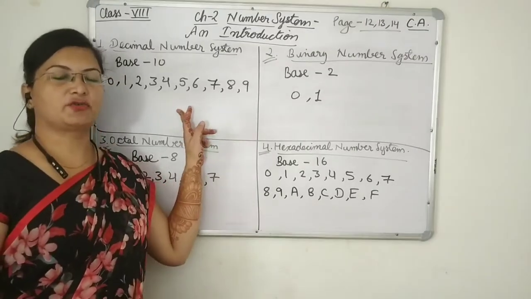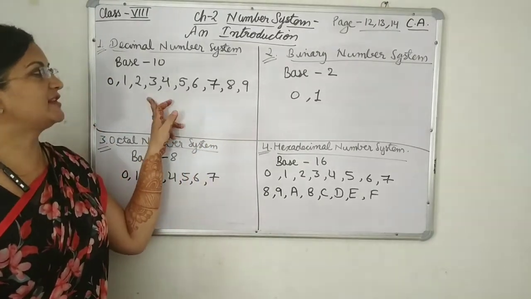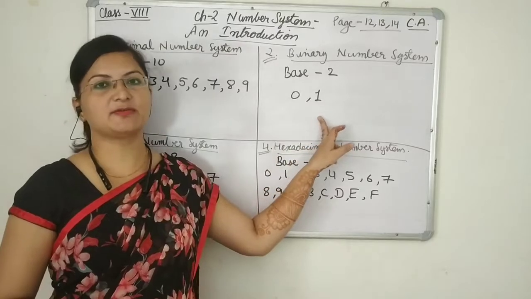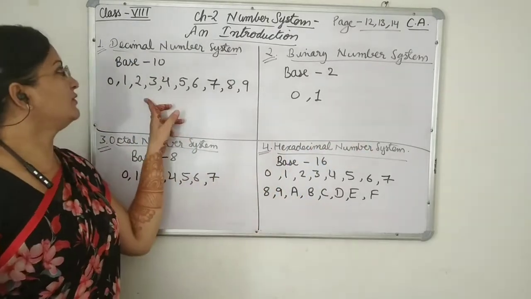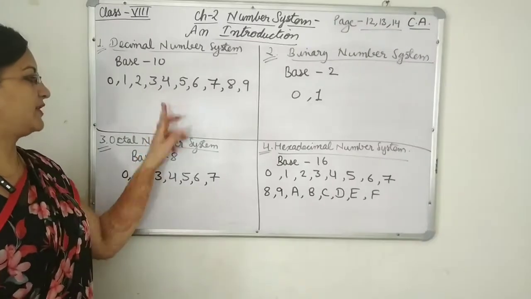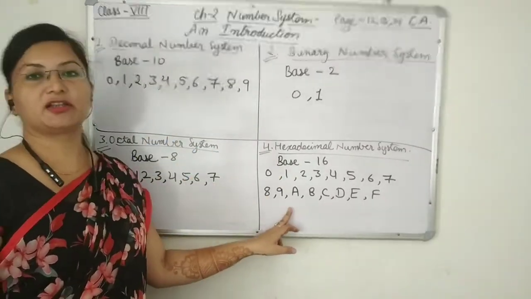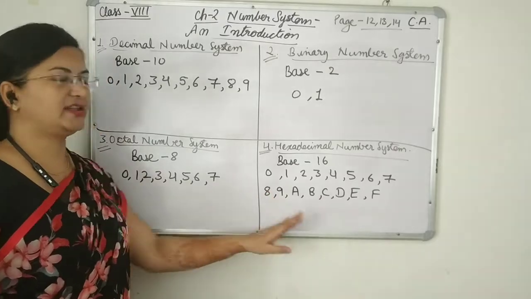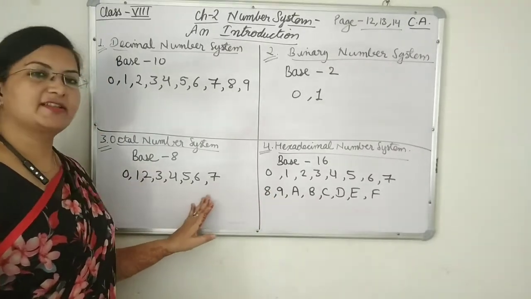In this chapter, students, I will not tell you how to convert decimal number system to binary number system and binary number system to decimal number system. Converting these numbers from this to this and this to this is not there in your course. Only you have to study the definitions as well as symbols.